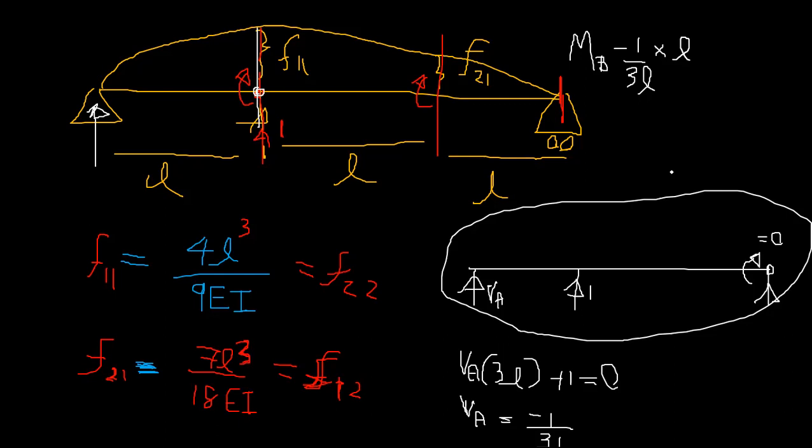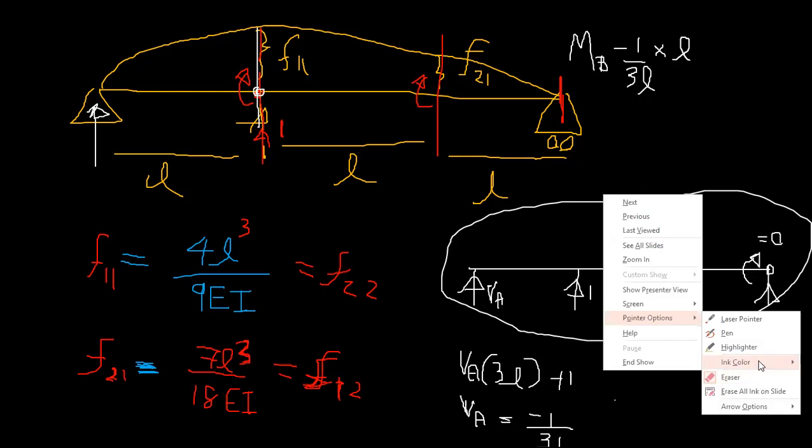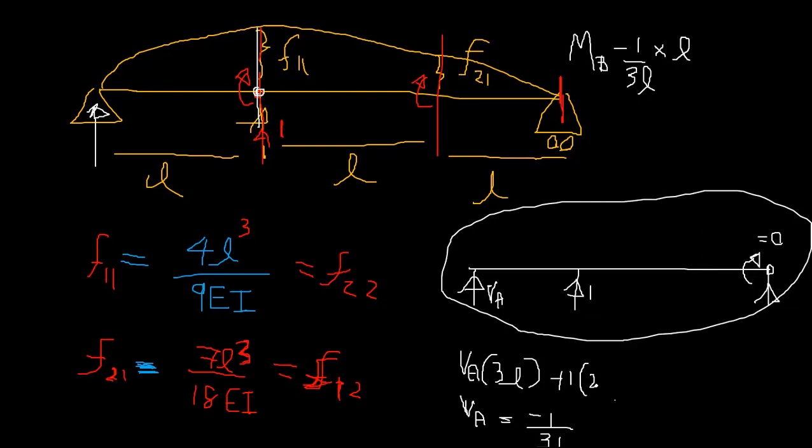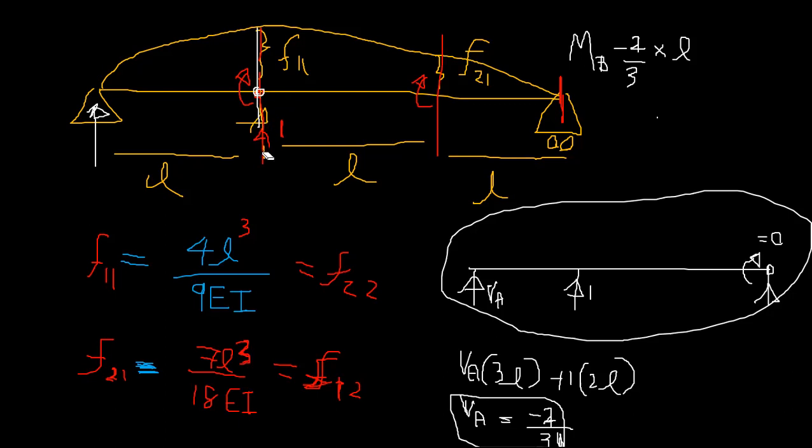This is 3L. No, this is wrong. The force into distance, this is 2L, so this is going to be 2/3. Because if you apply 1 at the nearest position, that should have a larger load, and this should have a smaller load. This implies the importance of common sense you should have. Even if I simply did a mistake here, I noticed that there's something wrong, right?